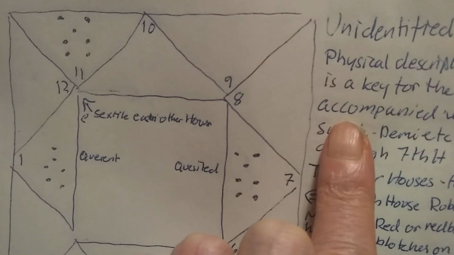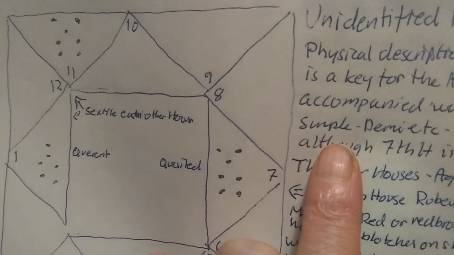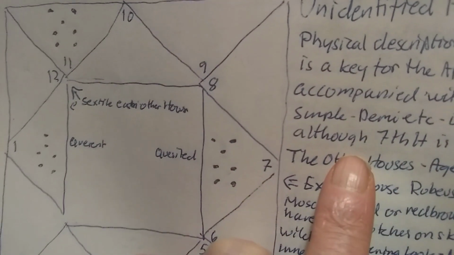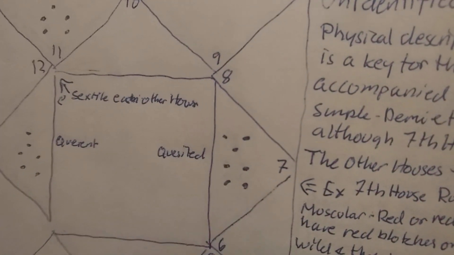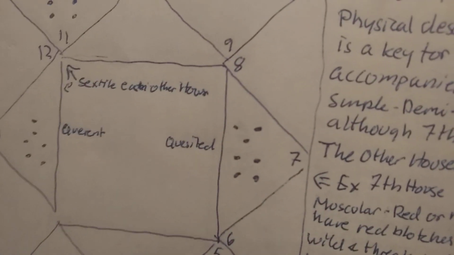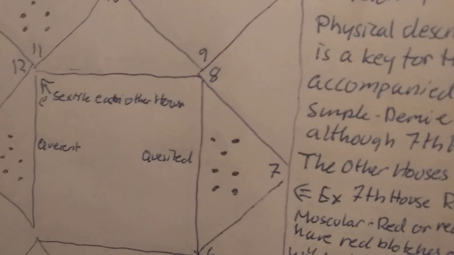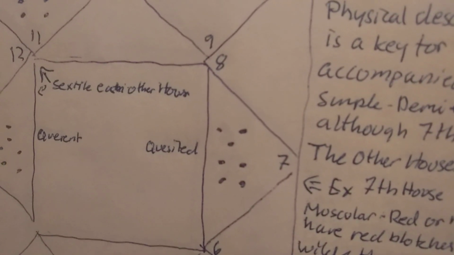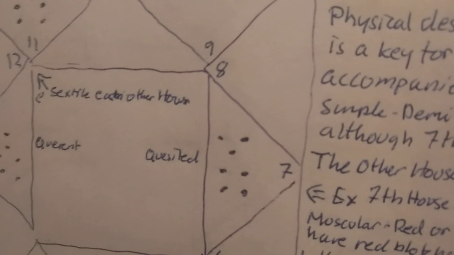The physical description of the figure is a key for the appearance when accompanied with the 8th house, like Puer and Amissio, etc. It can supplement, although the 7th house is dominant. And here we have me. Muscular, broad shoulders and so forth, and tall, red or red-brownish hair, very Scorpionic, might have red blotches on skin, etc., deep voice sometimes, wild and threatening look in the old books. I guess I have a wild and threatening look.